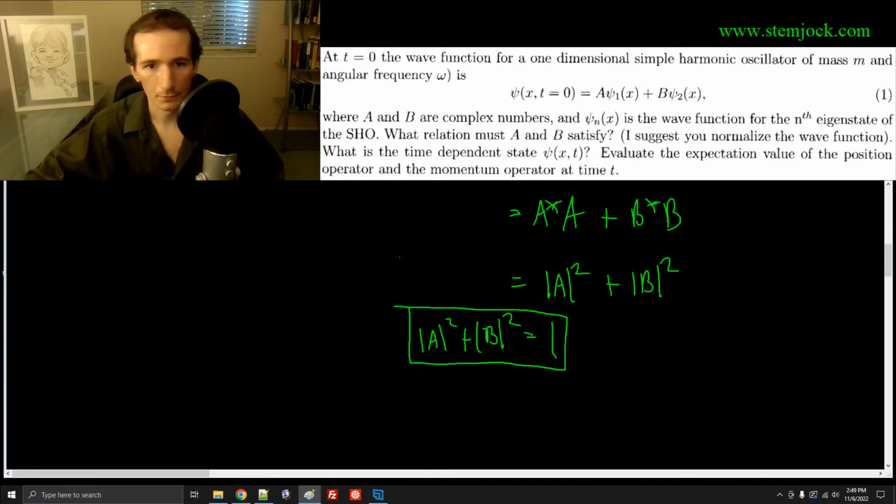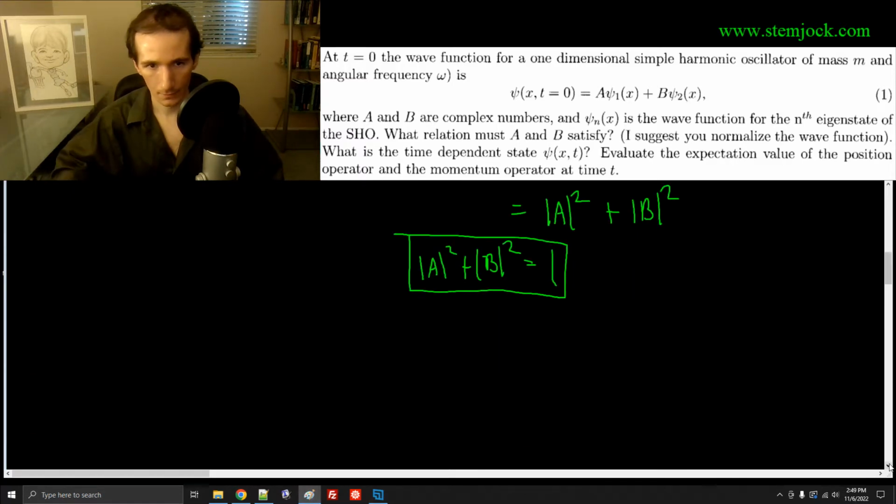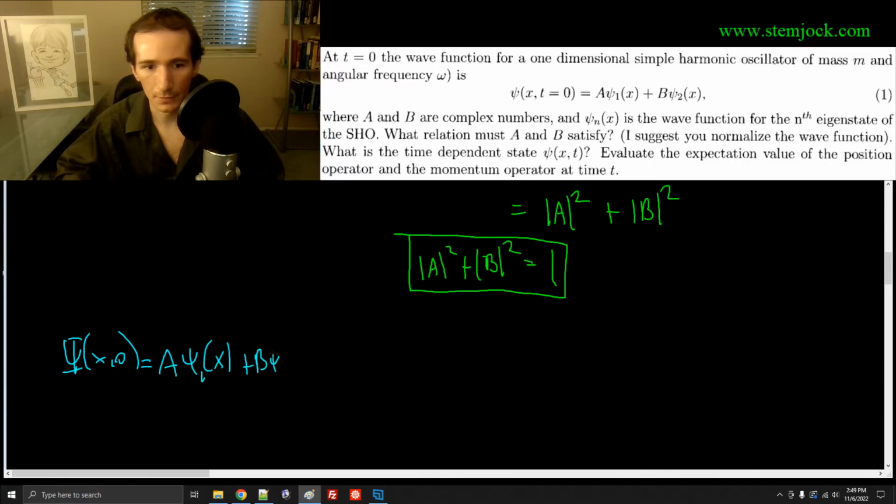All right, let's see what is next here. What is the time-dependent state psi xt? So the problem gives us the wave function at t equals 0, and the question is asking for the wave function at a later time, t. So a psi 1x plus b psi 2x.